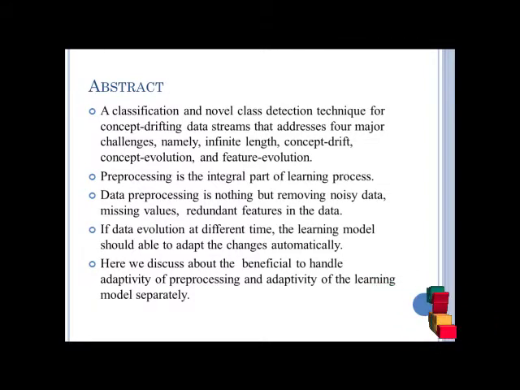Pre-processing is an integral part of the learning process. Data pre-processing is nothing but removing noisy data, missing values, and redundant features in the data. If the data evolves at different times, the learning model should be able to adapt to the changes automatically. Here we discuss the benefit of handling adaptivity of pre-processing and adaptivity of the learning model separately.